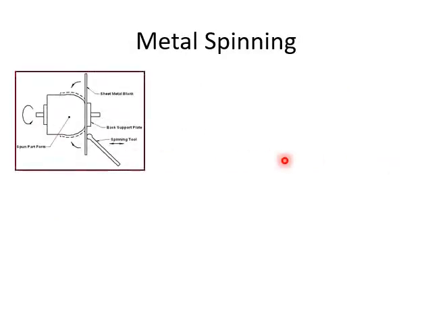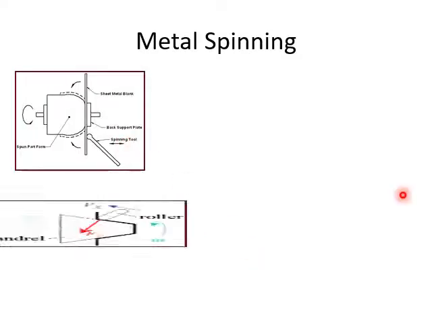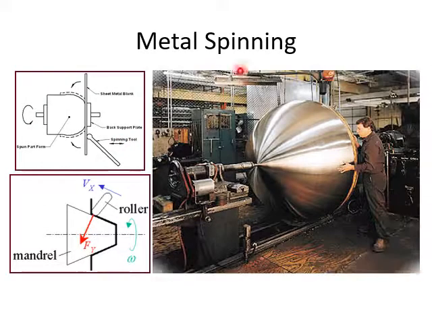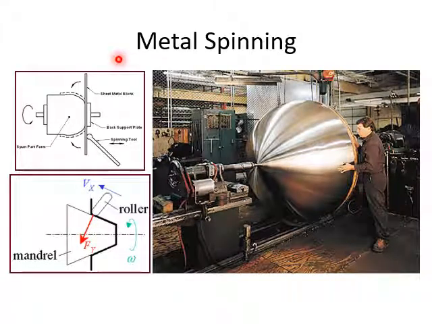This is the metal spinning. The fundamental is that you put the metal sheet in between the back support plate and the spinning part form, and then you spin the component over here, the sheet metal, and you have the spinning tool which eventually shapes the object. So here is some example of the sheet metal being shaped into a form of hemisphere.